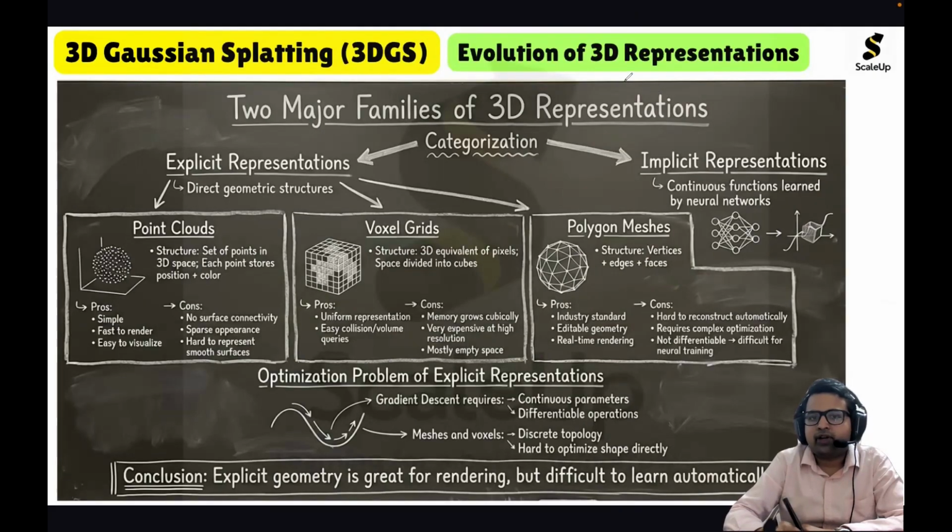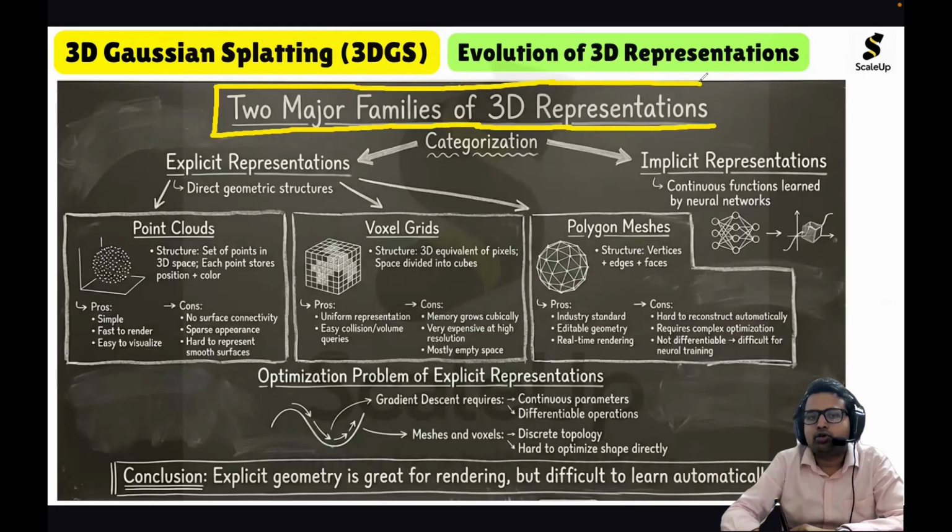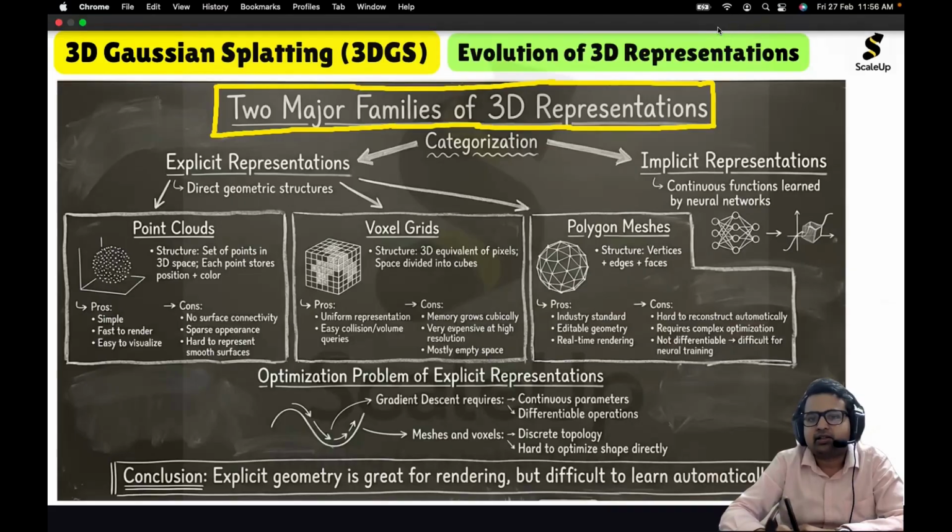So now what we will discuss is 3D representation, like how I can represent a point or a pixel in 3D space. So that we call the 3D representation. Two major families of 3D representations are there, that is explicit and implicit.